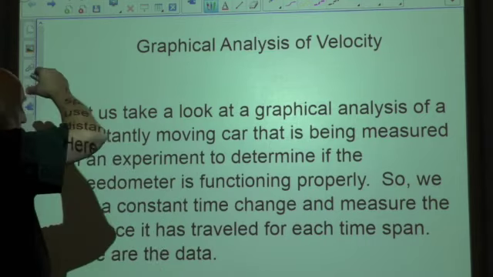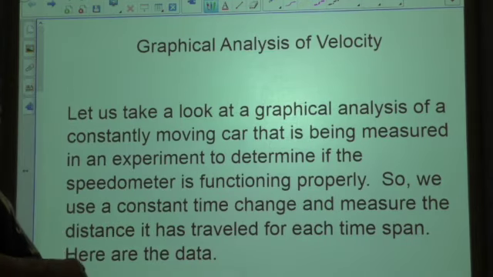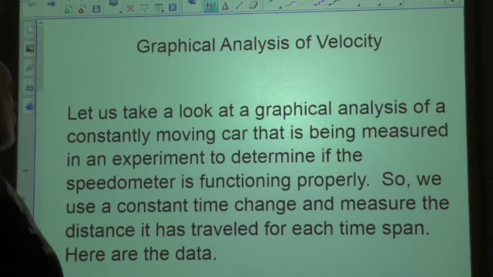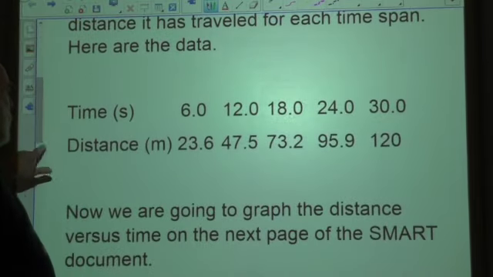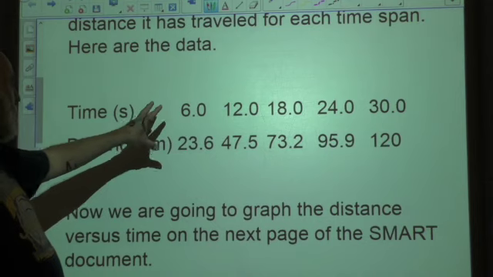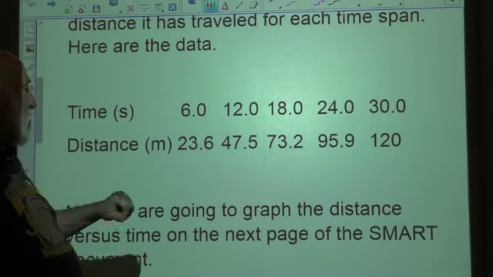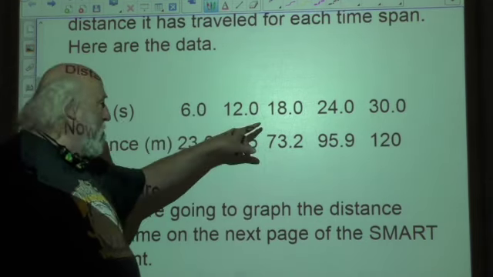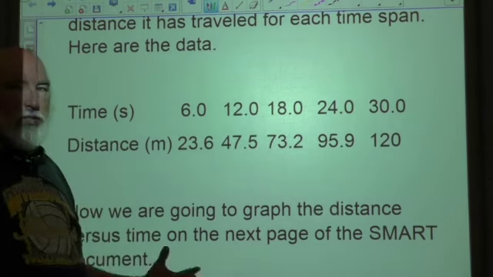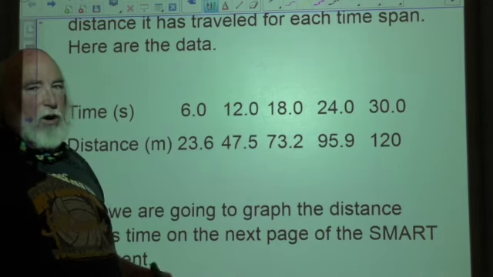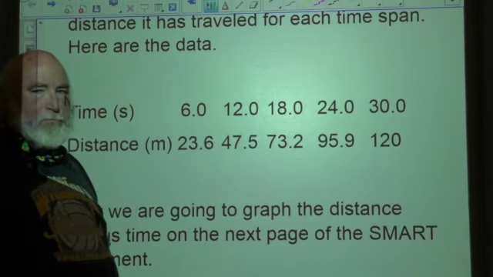So we're going to look at the graphical analysis of a constantly moving car that is being measured in an experiment to determine the speedometer is functioning properly. So we use a constant time change and measure the distance it has traveled for each time span, and here are the data. Okay, so we got 6 seconds. It's measured at 23.6 meters, at 12, 47.5, at 18, 73.2, and so on. You want to pause and get this written down before we go on to the next step. That might be a good idea, so you follow along with what I do. Okay?